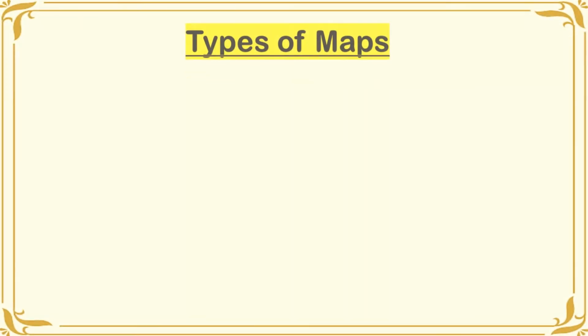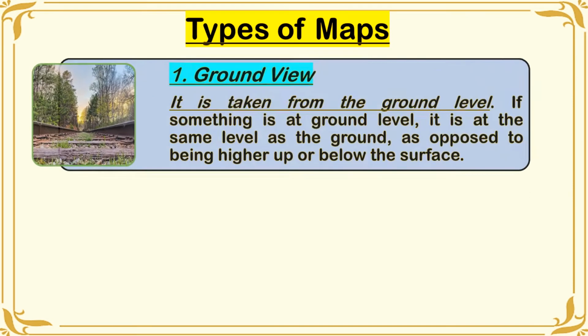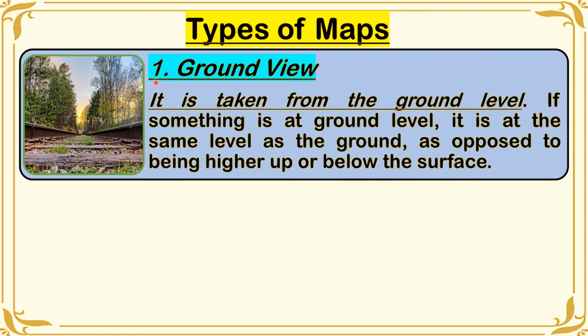Now, class, let us discuss the different types of maps. Number one, ground view. It is taken from the ground level. If something is at ground level, it is at the same level as the ground, as opposed to being higher up or below the surface.